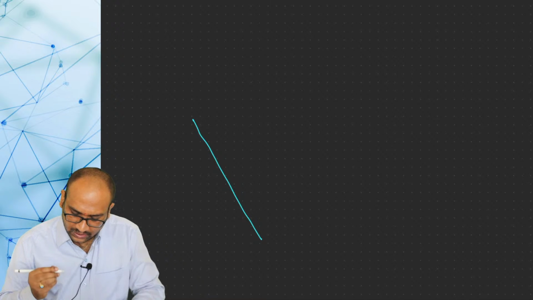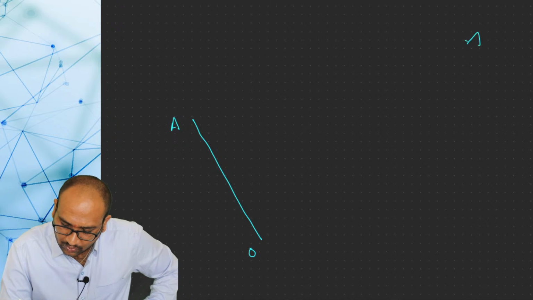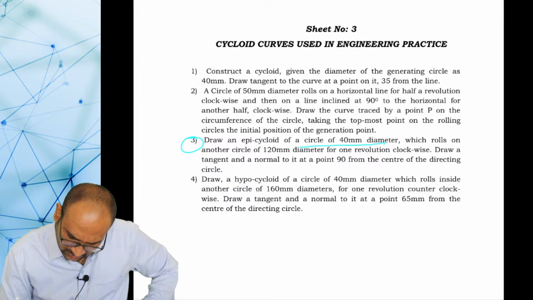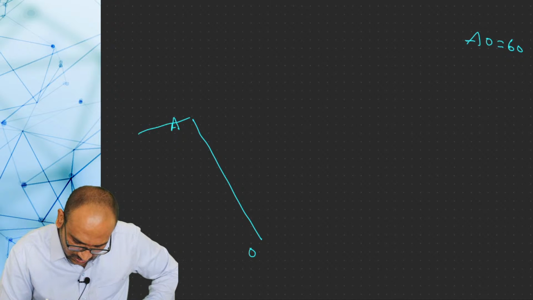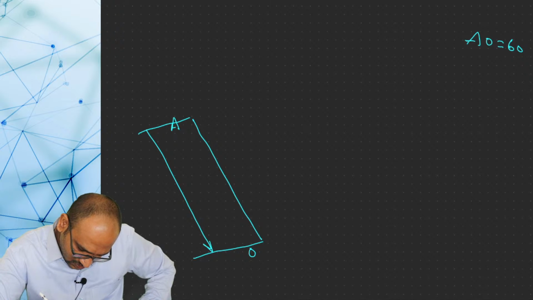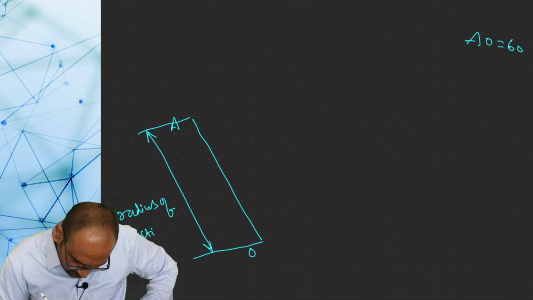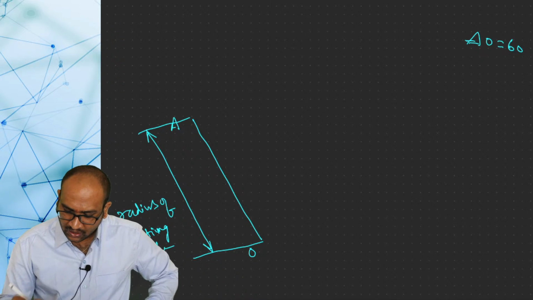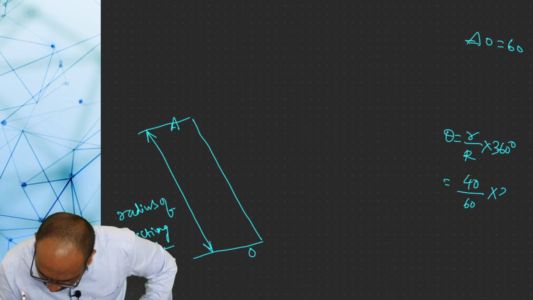First you draw an inclined line. Name this one as AO. This AO should be equal to the radius of the directing circle. What is the radius? AO is equal to 60 mm. This is the radius of the directing circle. AO is equal to 60 mm. And what is the angle? Theta is equal to small r by capital R into 360. Small r is 40 mm, capital R is 60 mm into 360.